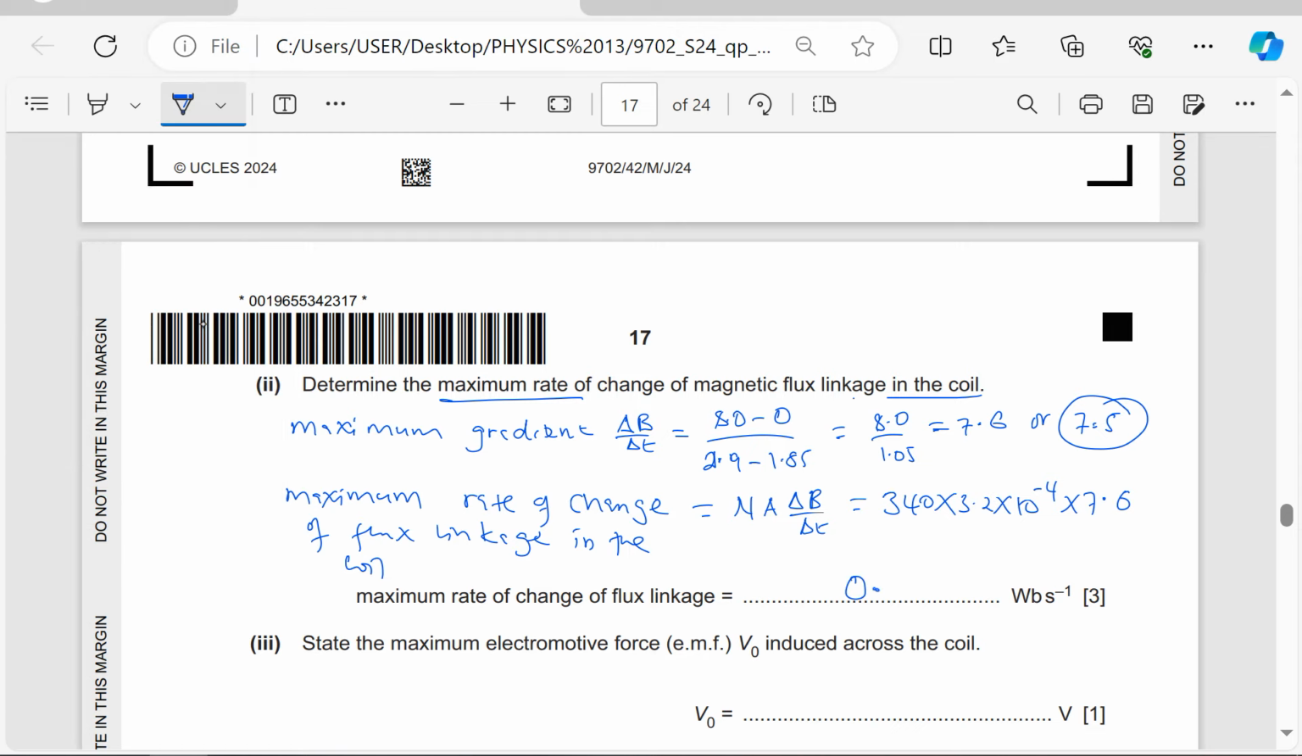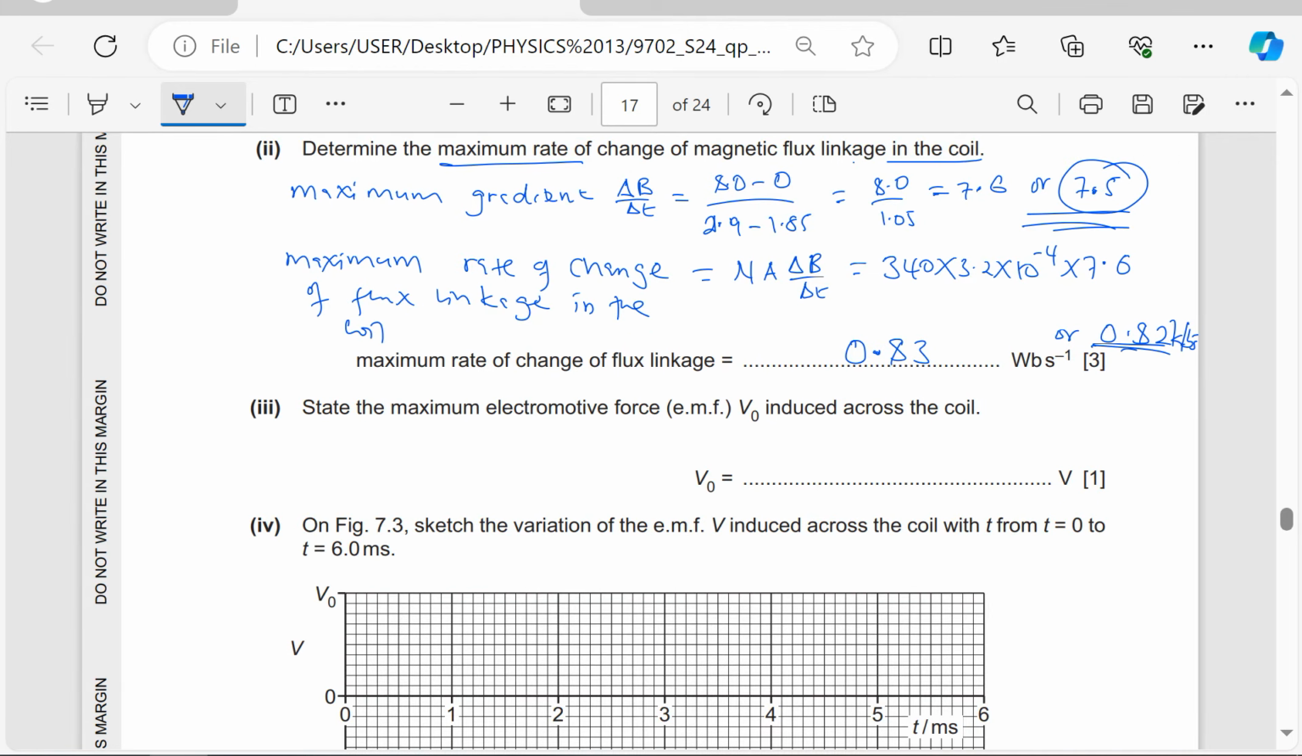So 0.83. The examiner will decide on the tolerance, but if you use 7.5, you may get 0.82 Weber per second. Depending on how you calculate your gradient, it may not be exactly 7.6 because you'll be using a ruler on a question paper. You could get 7.5, which would give you approximately 0.82 instead of my 0.83 when you round off.